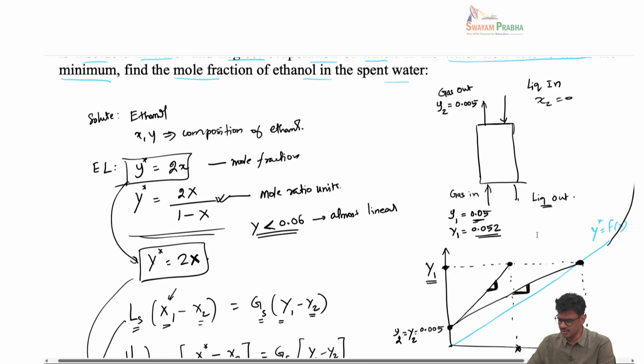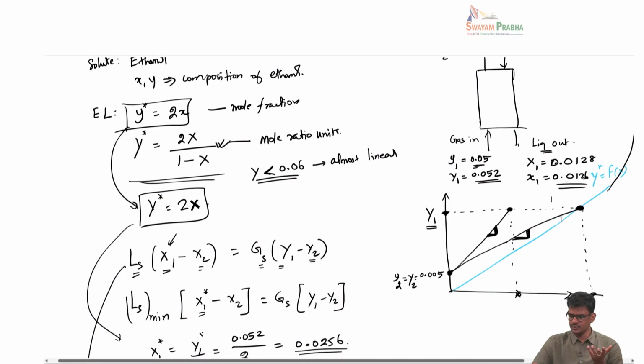So the outgoing composition here, x1, is equal to 0.0126. This problem illustrates multiple ideas: how to calculate the minimum liquid flow rate, and once you have that, you can operate at multiples of that minimum flow rate, in this case twice, and then you get a new operating line, and corresponding to the new operating line, you get the composition of the outgoing liquid.